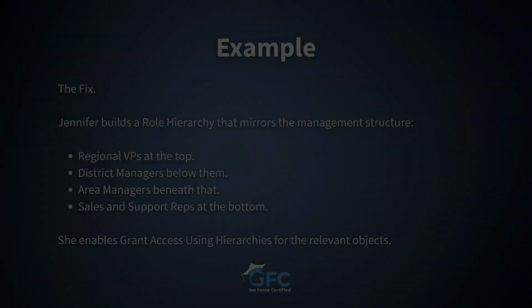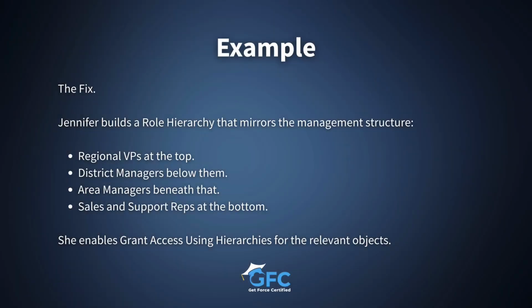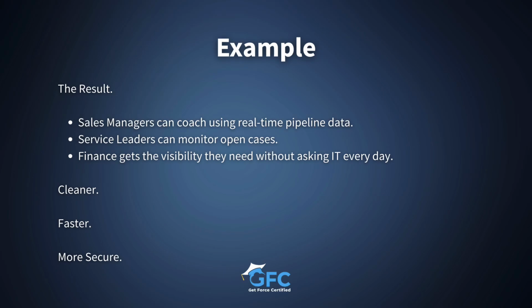To fix this, Jennifer builds a role hierarchy that mirrors the management structure. She puts regional VPs at the top, district managers are below them, area managers are beneath that, and sales and support reps are at the bottom. She also enables grant access using hierarchies for the relevant custom objects. Now everything flows beautifully. Sales managers can coach using real-time pipeline data, service leaders can monitor open cases, and finance gets the visibility that they need without asking IT every day. It's cleaner, faster, and way more secure.